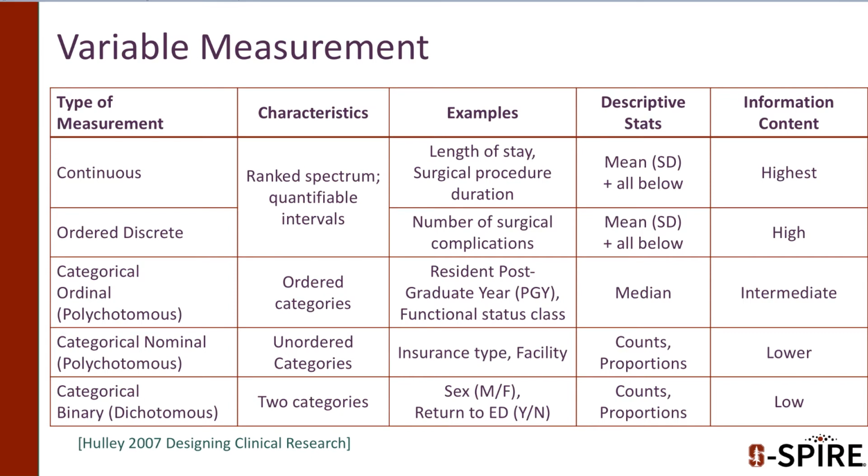Variables can be measured on about 5 different scales, ranging from the highest information content at the top of this table with continuous variables, to the lowest information content at the bottom of the table with dichotomous 2-level variables. I won't read the whole table in the interest of time, but this summarizes different characteristics and descriptive statistics based on the scale each variable is measured.